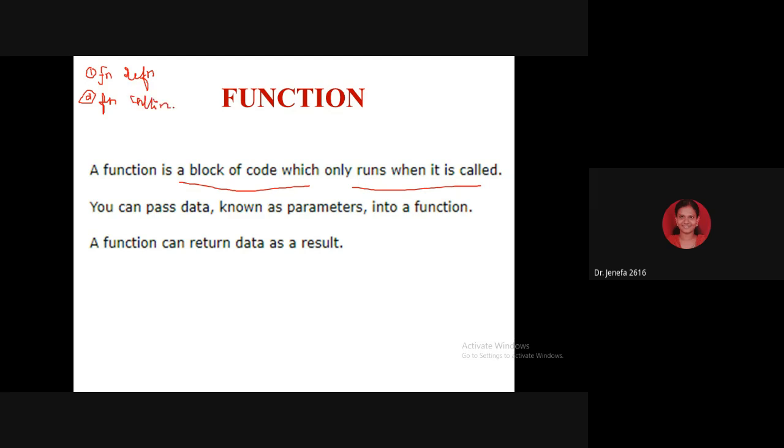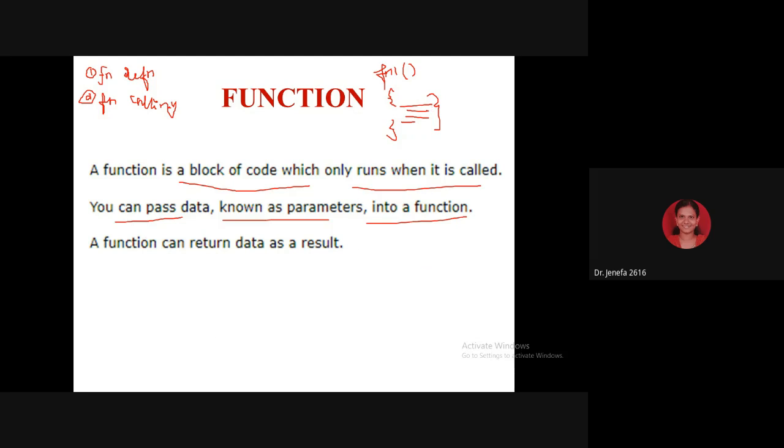Normally inside a function, say the function name is function one. Inside this function one, there will be a set of code. This code will be executed only when we call the function. Only when function one is called will this code be executed. Till then it won't execute the code that is written inside this function. So a function is a block of code which only runs when it is called. And also we can pass data known as parameters into a function.